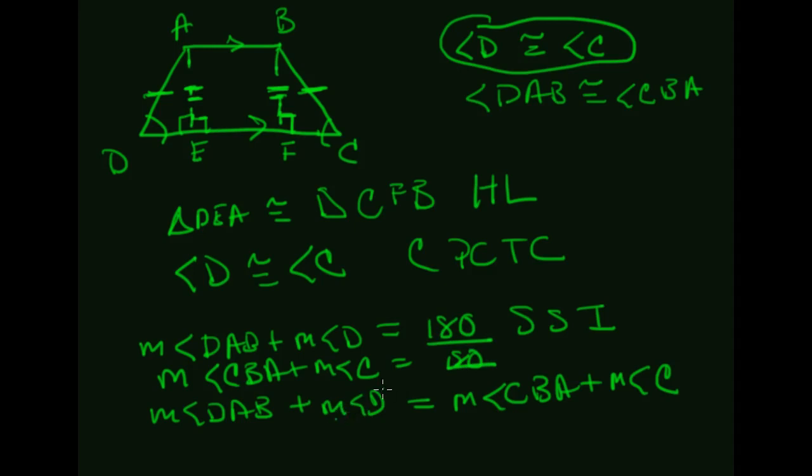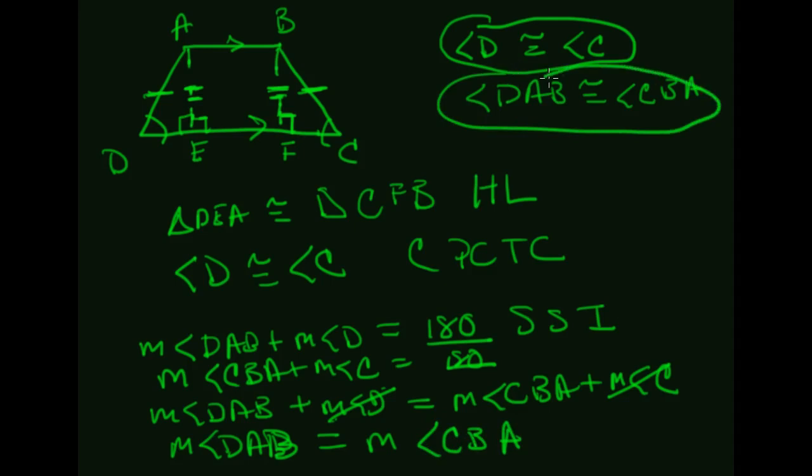And then these two, the D and the C, are equal to each other. So if I take that from one side and that from the other, subtracting something that's equal from both sides, I get the measure of angle DAB is equal to the measure of angle CBA, which is the other thing that I wanted to prove. If I have an isosceles trapezoid, the angles that are on the same base, the base angles, have to be congruent. So that's pretty straightforward.